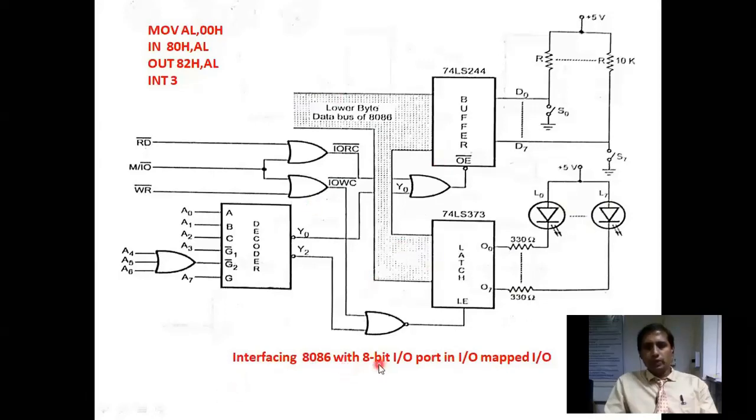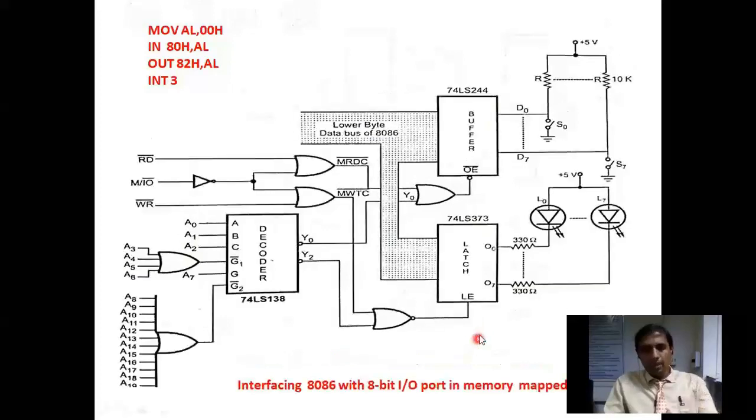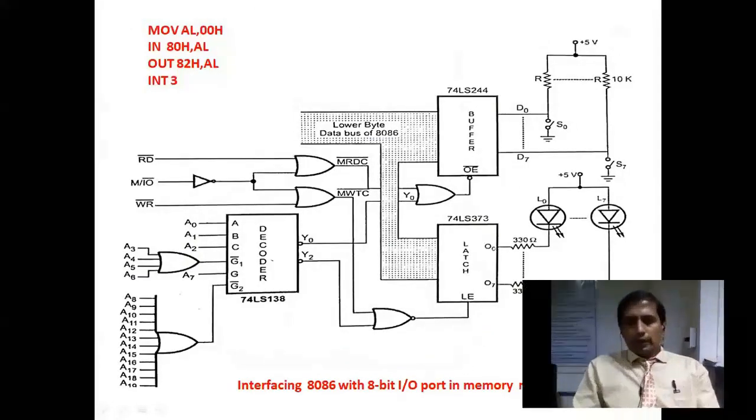Okay, this is interfacing the 8086 with an 8-bit input port in IO mapped IO, because the number of address lines is 8, A0 to A7, total 8. That's why it is called IO mapped IO. Let us see the other one. Now see the point here.